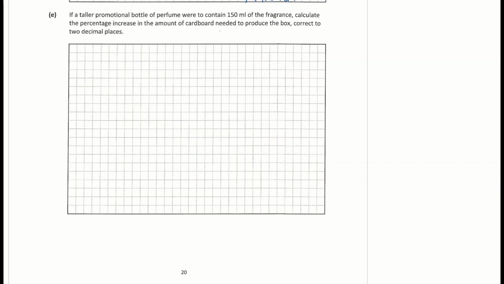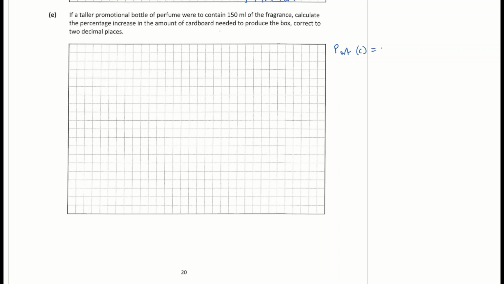Okay, part E. Part E seems to be like you're linking part C and D again together to make one part. So if a taller promotional bottle of perfume were to contain 150 milliliters of fragrance, calculate the percentage increase in the amount of cardboard needed to produce the box. So first of all, we need to get the height of this new box. And remember from part C, so I'm just going to do it out here.